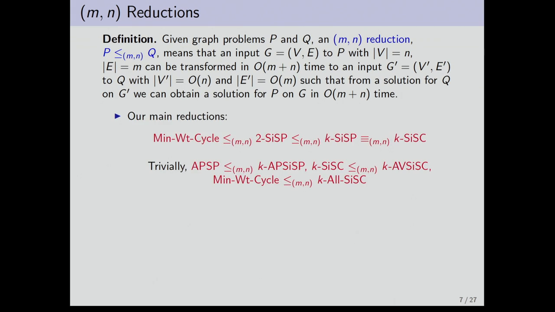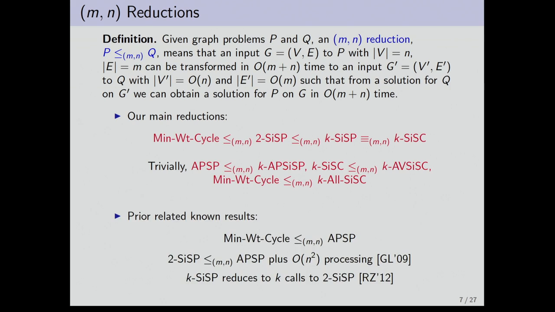And our main reductions, the ones that I will show you, are that min-weight cycle reduces to 2SISP. Of course, this is trivial from 2 to k. And also that KSISP is equivalent to KSISC. And of course, the remaining hardness results are pretty much trivial, because it turns out the left is a special case of the right. And also, there are some prior known results.